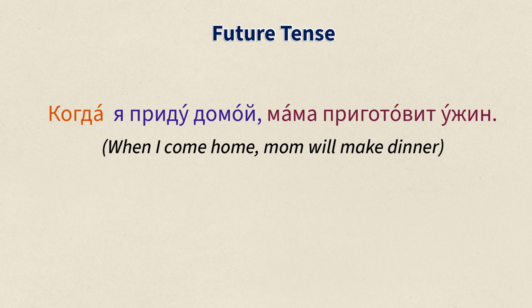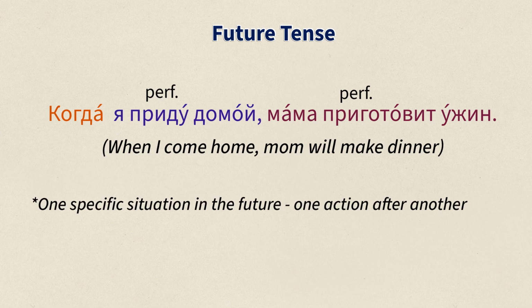Let's read the example in the future tense. Когда я приду домой, мама приготовит ужин. Both verbs are perfective, and this describes one specific situation in the future, one action after another. When we talk about one specific future event with kogda, Russian uses perfective verbs, not imperfective ones.